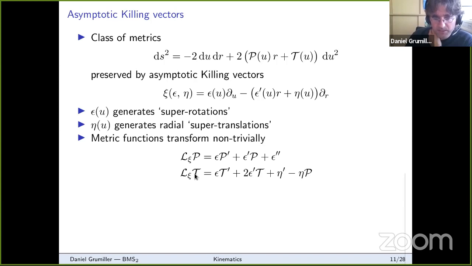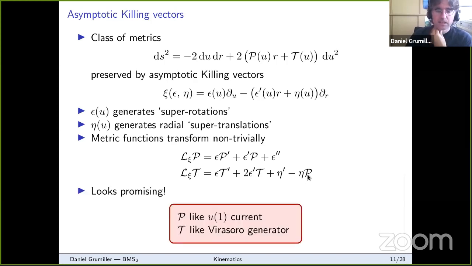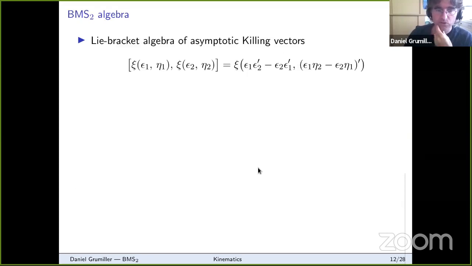And t transforms like a Virasoro stress tensor. You have epsilon t prime plus 2 epsilon prime t, but there's no Virasoro anomalous term. So there's no epsilon triple prime term. Instead, there are these funny looking anomalous terms, eta prime minus eta p. So this looks indeed somewhat promising. p transforms like a U(1) current and t like a Virasoro generator with some central terms. So let's now try to proceed.